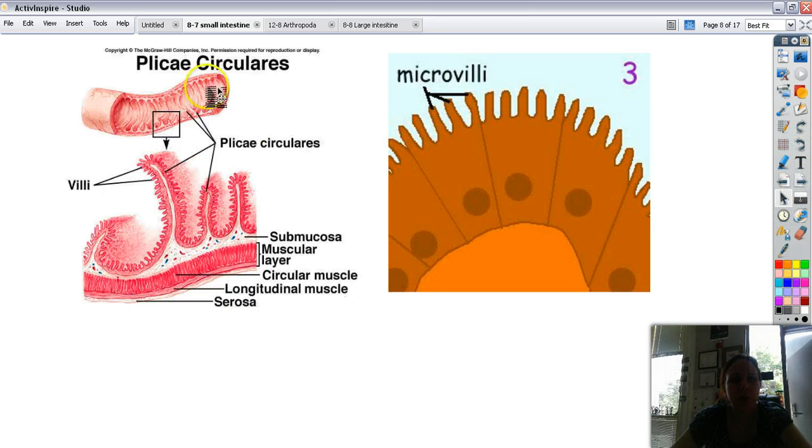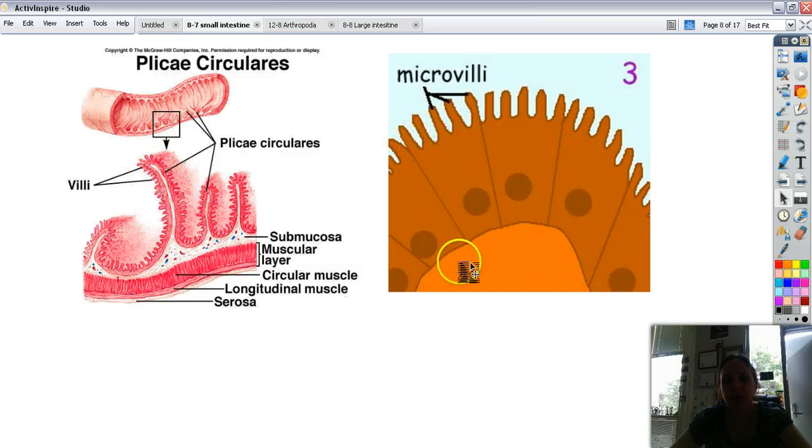So here's a picture showing all 3 things. Here's the folds. You can see those on the inside, so it gives a ridged or bumpy appearance. And then the folds have little fingers like this. So this is not a villi. These little guys are villi. So the big ones, those are the plica. And then the little ones are the villi.